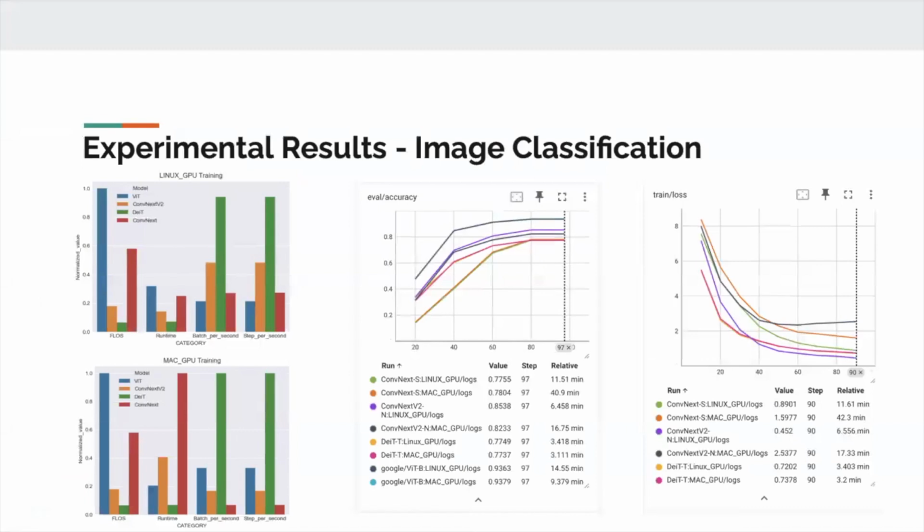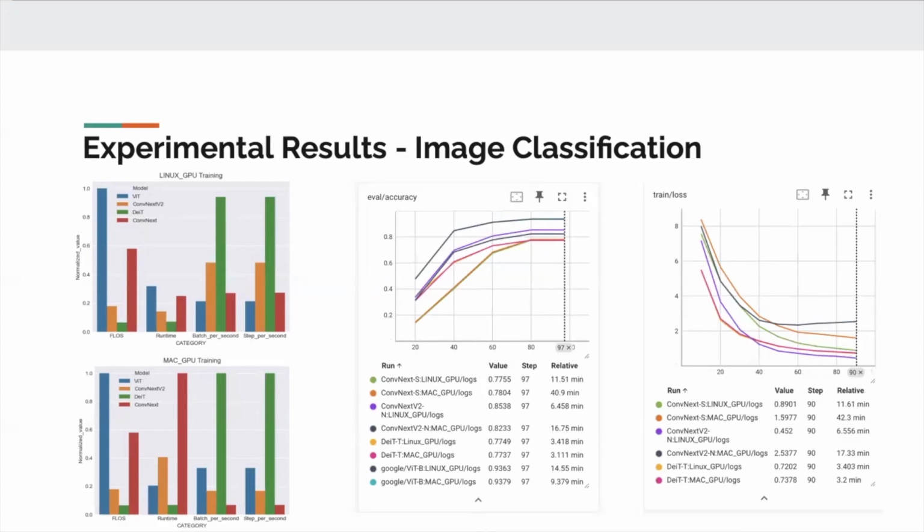So this is our training analysis for the image classification models mentioned earlier. On the left side of the slide, we have two plots. These are scale-normalized values for comparing the Mac and Linux GPU performances. Some of the important metrics collected for our training were the FLOPS, the floating point operations per second, the runtime, the batches processed per second, and the steps taken per second.